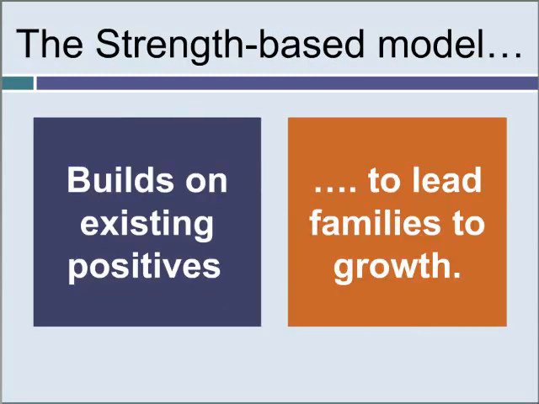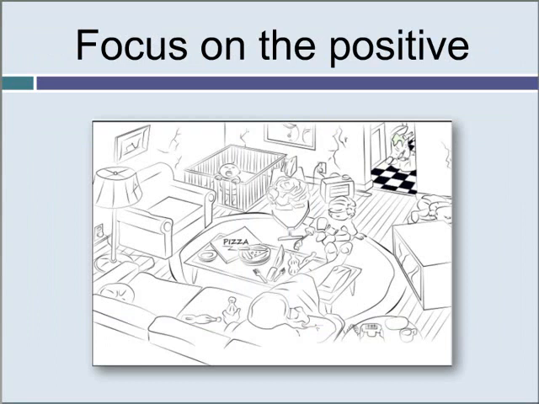The strength-based model lens does not ignore these concerns. Instead, it focuses on existing positives which can be used to address them. If we see only the negatives, it makes it harder to build rapport, and we limit our potential for helping a family to grow. Let's take another look at that same scene through our strength-based model lens. Are there some positives that you can see?